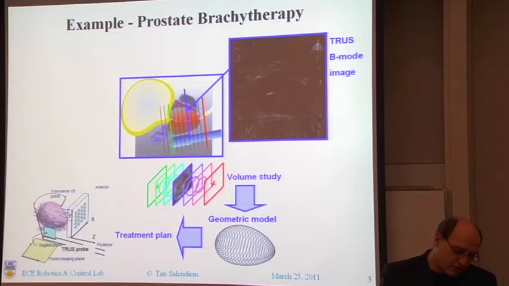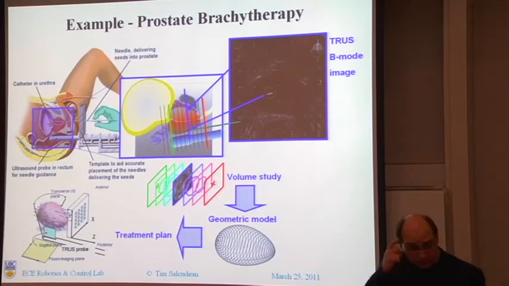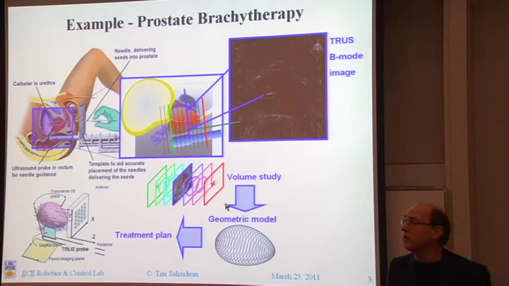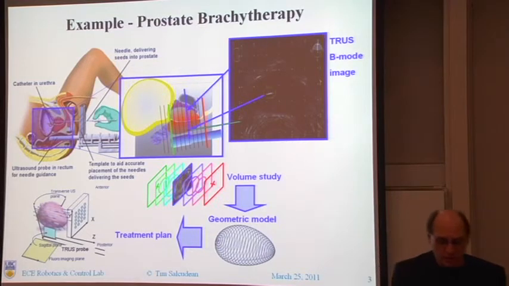Then a treatment plan is designed. And following the design of the treatment plan, a number of needles, somewhere between 20 and 30, are inserted into the prostate at the planned locations, using long, flexible needles and a guiding template, which is rigidly attached to the ultrasound transducer that originally did the volume study. So this is a fully geometric plan. The only thing that you acquire is a geometric model of the prostate.